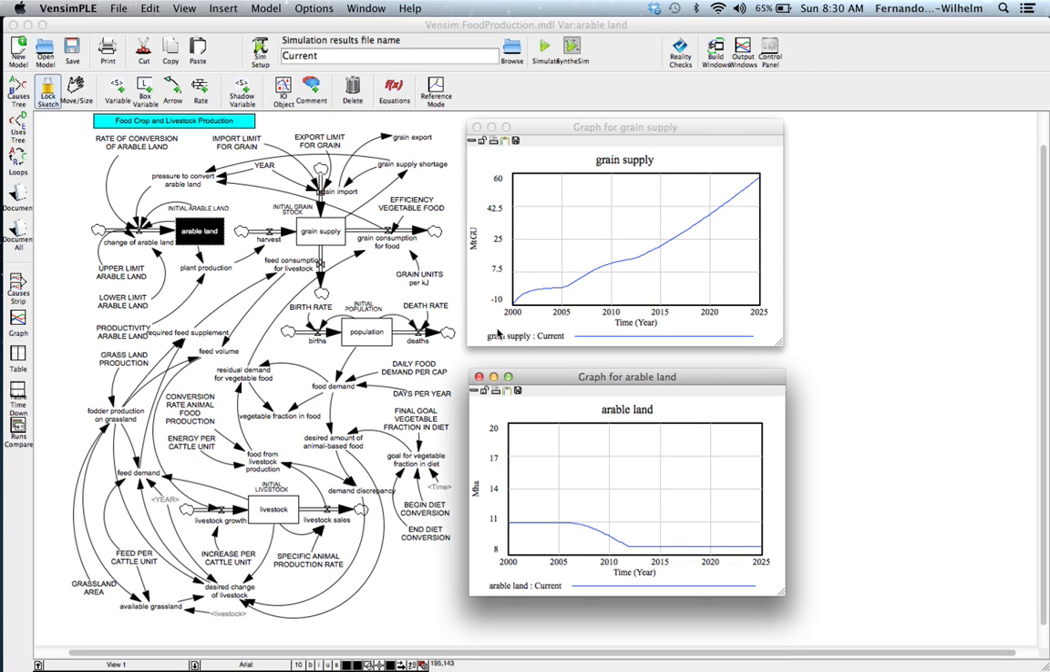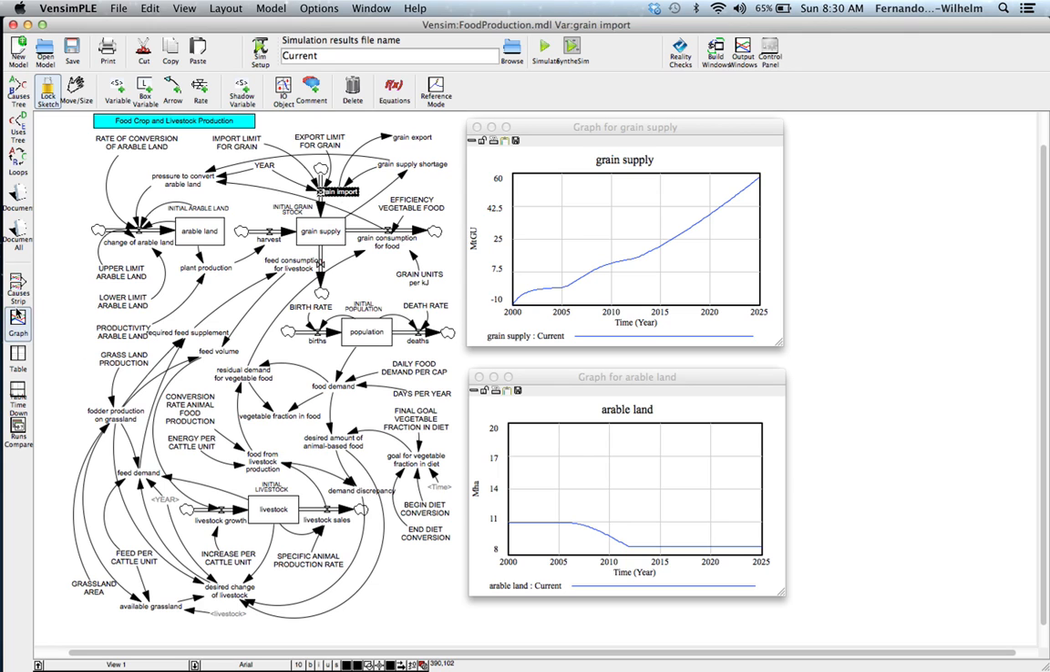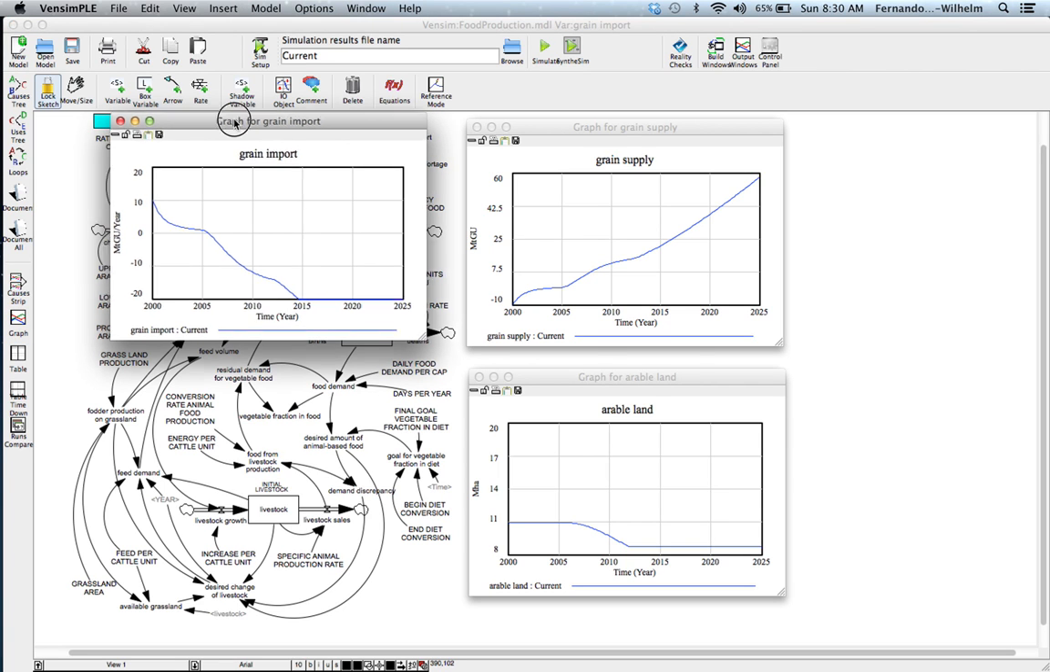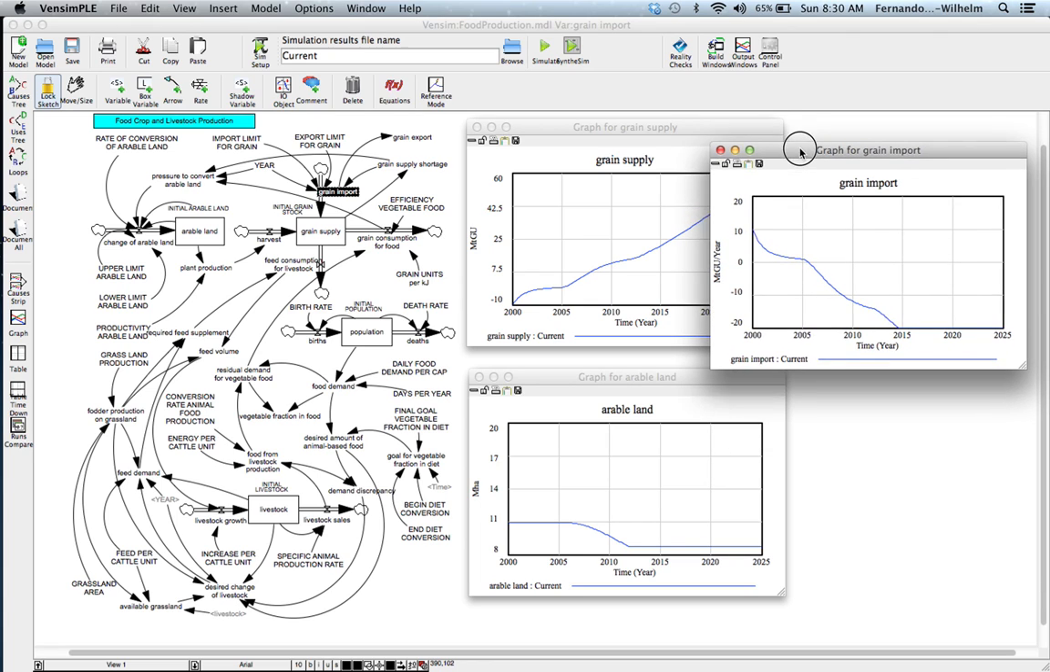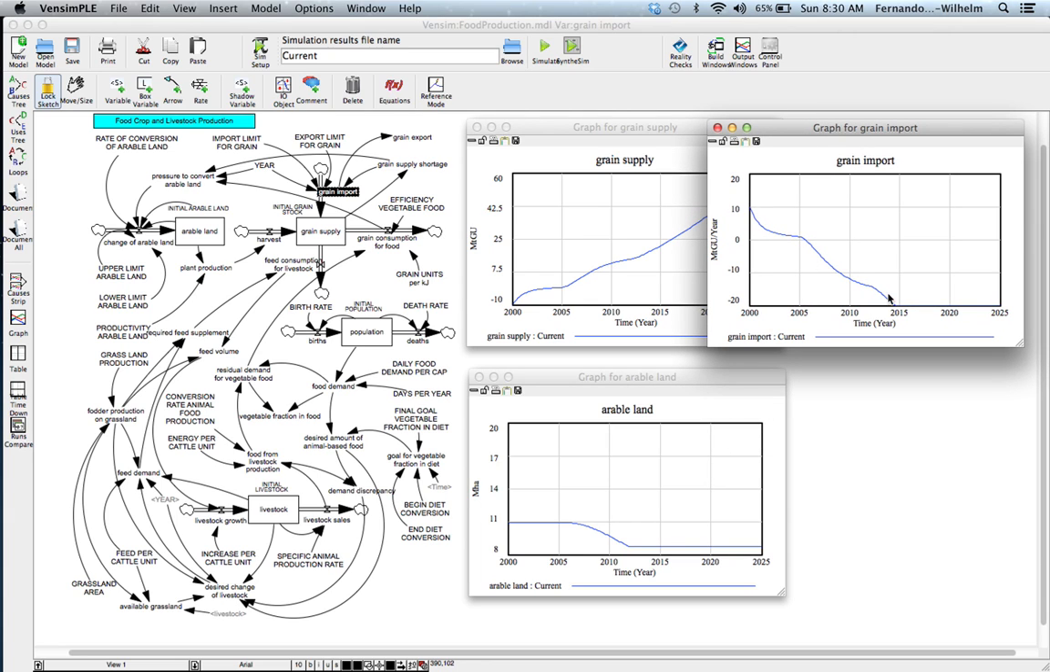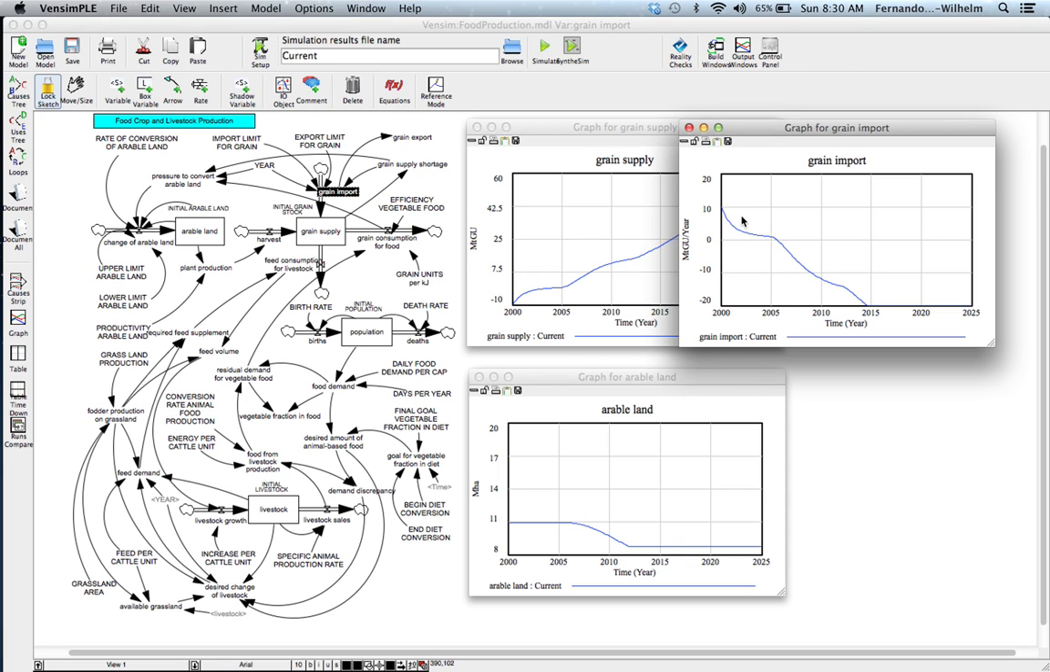I'm going to keep these two graphs up, and let's take a look at the imports. So I'm going to switch over to the imports and graph it. And interesting, see, the imports actually go down significantly. So before, and this is where the policy makes sense, you were importing a lot of grains to have a grain supply, so you can actually grow livestock, so you can feed the population.